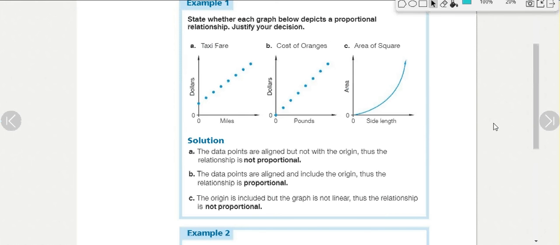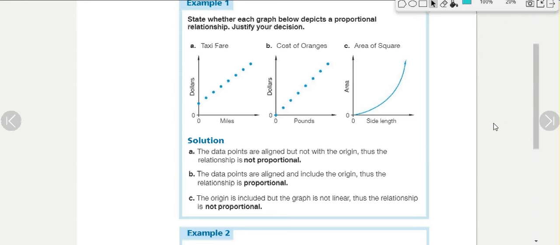So in example 1, they're asking which one is or are any, and why. In letter A, it is not proportional, though it is linear. The taxi fare does not go through 0, probably because there's a base fee you pay before it starts following a constant factor per mile. Letter B looks like it is. It passes the two graph tests. It goes through the origin, because if you don't buy any pounds, you don't pay any dollars, so 0, 0. And it's linear, not connected, but that's still proportional.